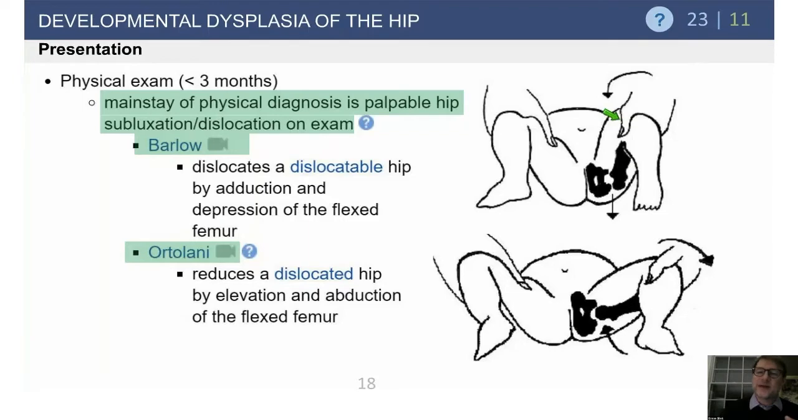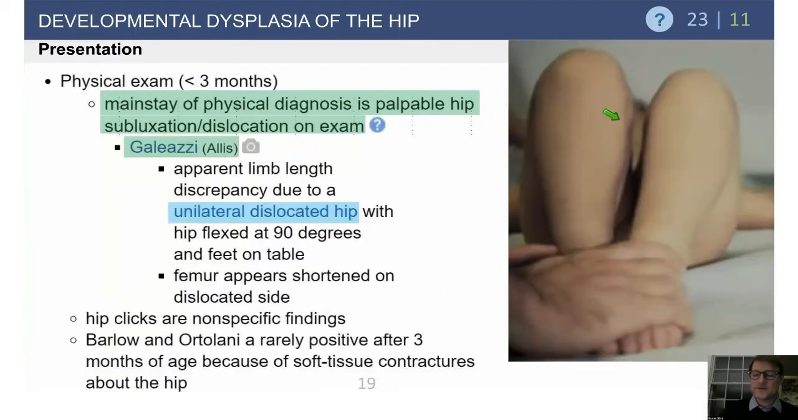You can feel it come out, and then when you bring the trochanter forward and abduct, it goes back in. So it's more of a shucking maneuver than just pushing it out and bringing it back. What I do is push down and out, abduct and adduct, and push your finger on the greater trochanter to see if you can push it in and out. Basically, Barlow is a dislocatable hip, and Ortolani, again, is a dislocated hip that you can relocate with abduction.